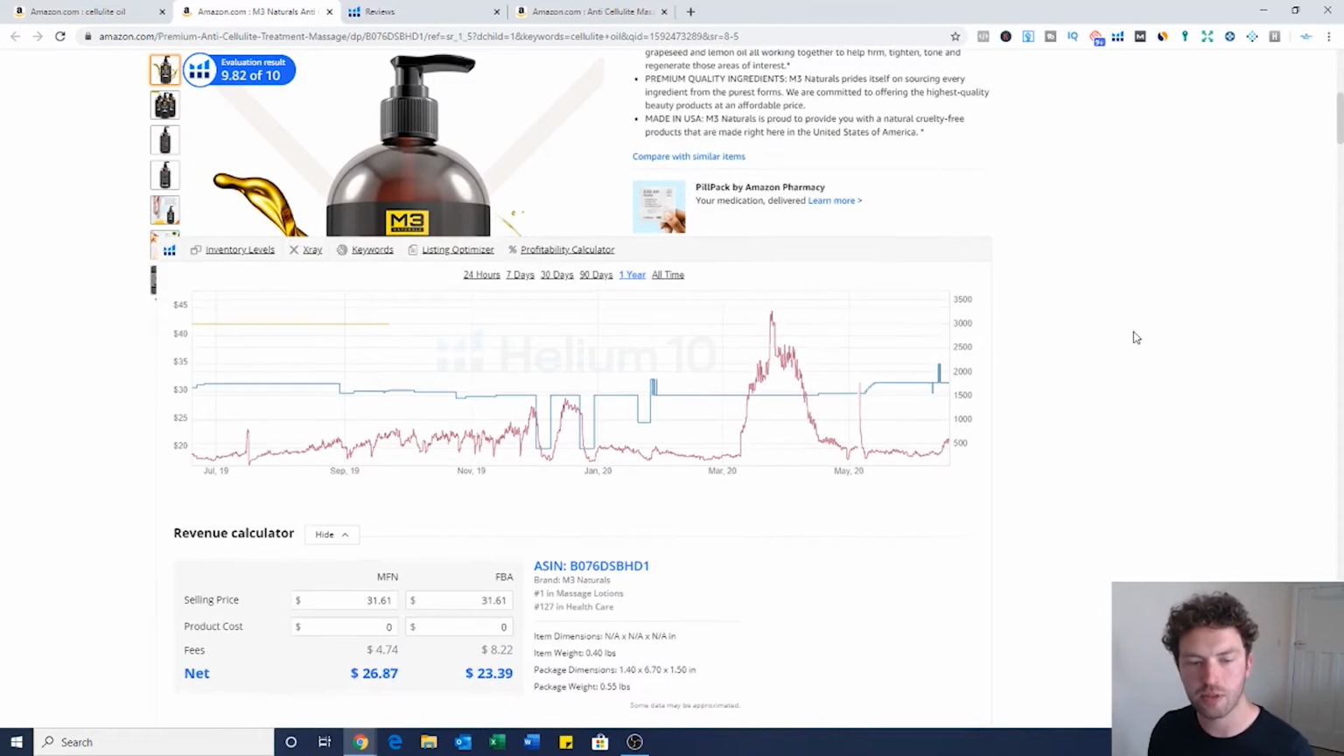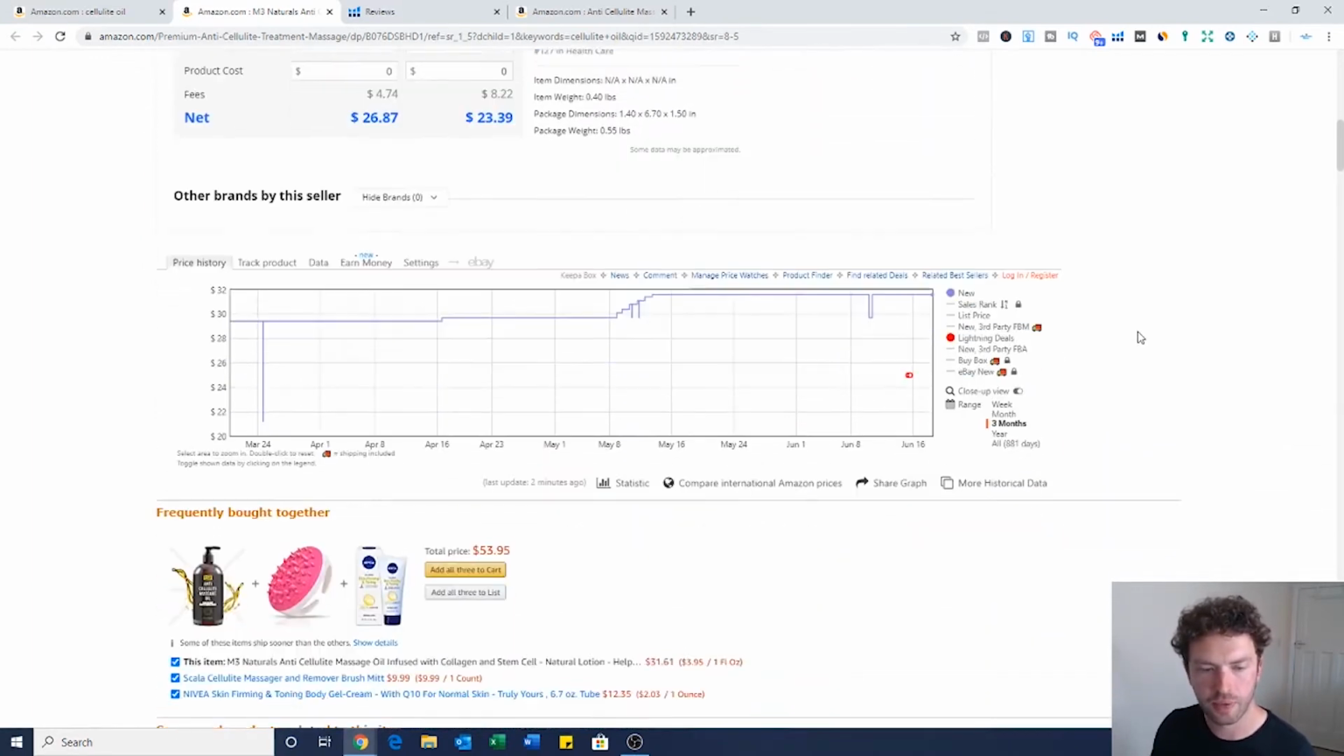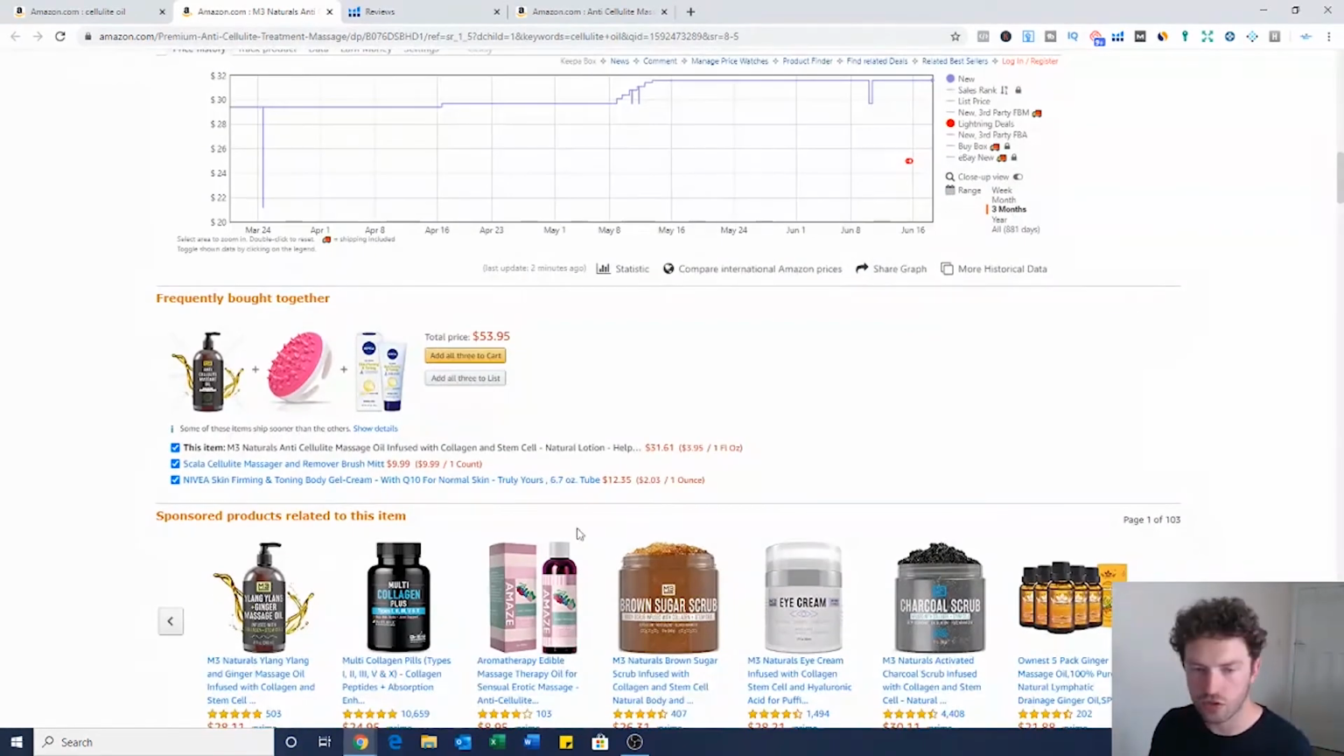Now, if we keep scrolling, we see a very useful box here called frequently bought together. Amazon is literally telling us that lots of people, when they buy this product, also go and buy one of these, a cellulite massager. And I can't imagine this being too expensive to source from a supplier.